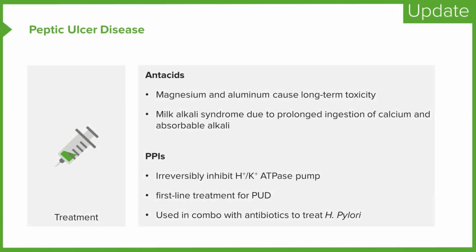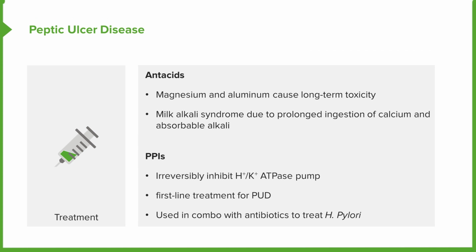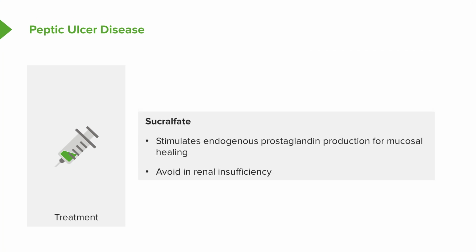PPIs are first-line treatment for a PUD, and they are also used in combination with antibiotics to treat H. pylori. Sucralfate stimulates endogenous prostaglandin production so that it helps to protect the lining of the stomach. Avoid it in renal insufficiency, and that's a big deal.